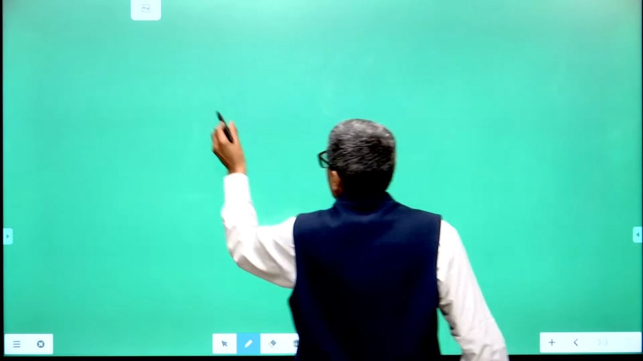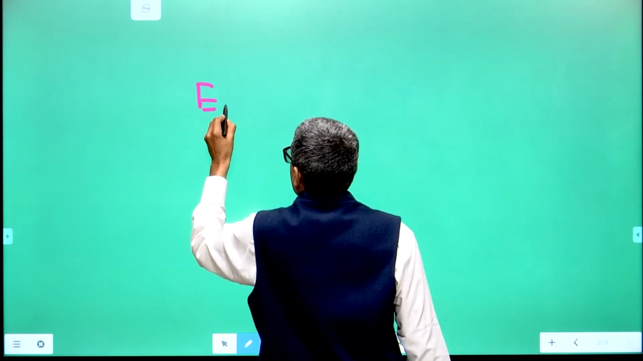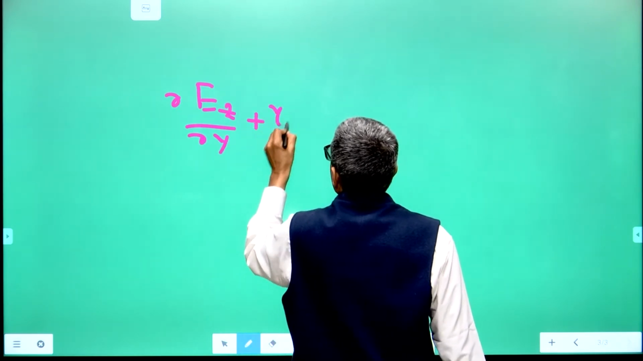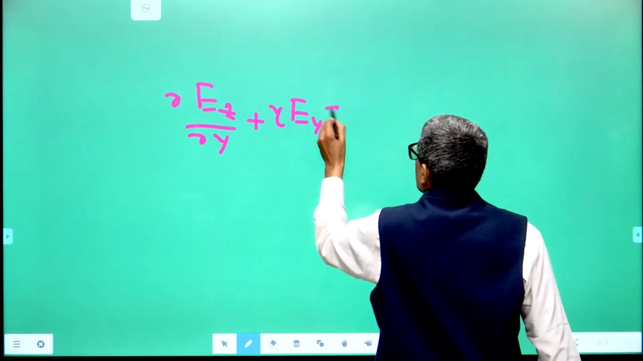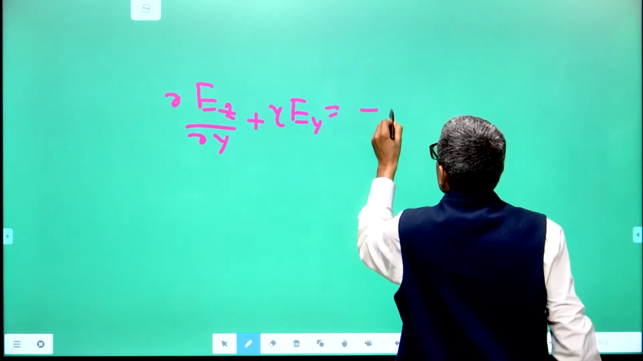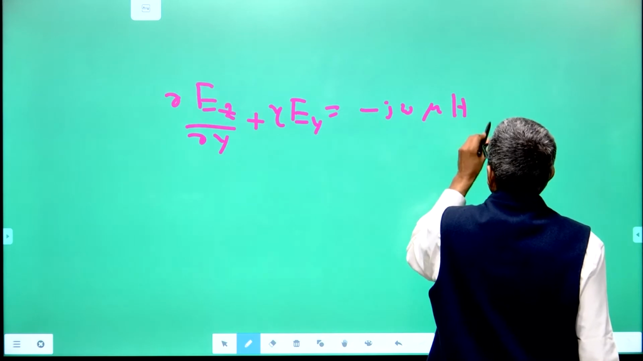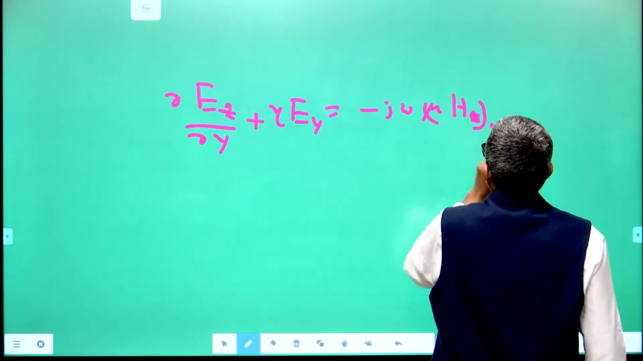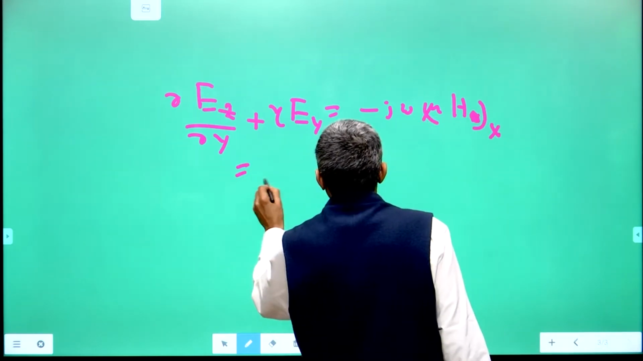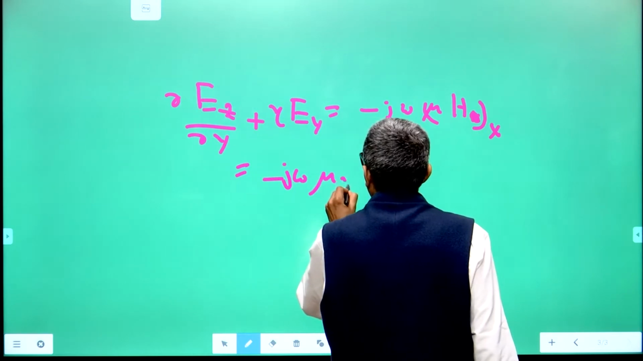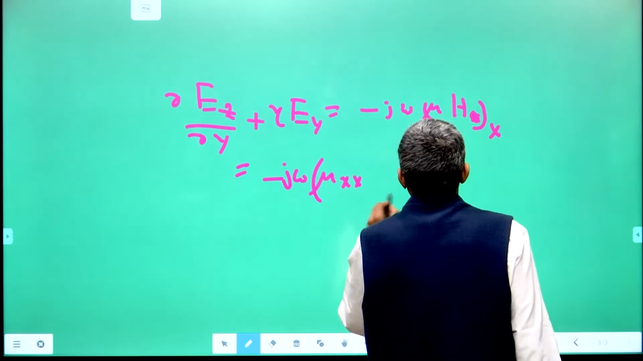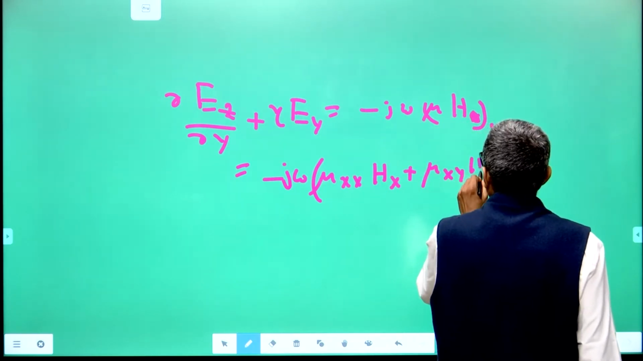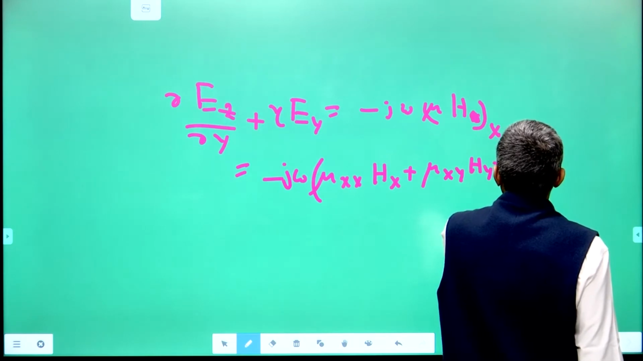So, for example, if you write down the first Maxwell equation, you get dou Ez by dou y minus dou Ey by dou z, that will become dou Ez by dou y plus gamma Ey, is equal to minus j omega mu Hx, the x component, which can be written as minus j omega times mu xx into Hx plus mu xy into Hy plus mu xz into Hz.